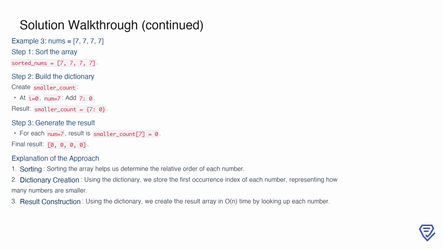Using this dictionary, we generate the result array by looking up each number in the input array. For every occurrence of 7, the dictionary gives us 0, so the result array is 0, 0, 0, 0. This example shows how the approach works even when the array contains duplicates. The solution hinges on 3 key steps: sorting the array, building the dictionary to map numbers to their counts, and constructing the result efficiently using this dictionary.